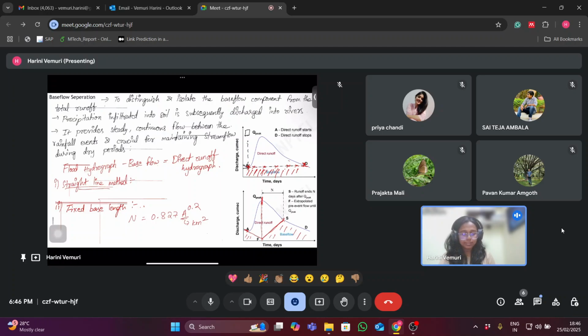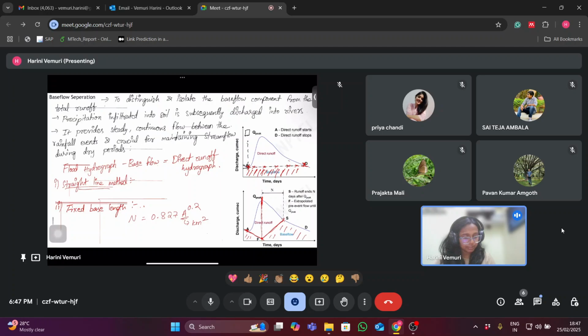In the case of the fixed base length or concave method, what we'll be doing is we will first draw a vertical line at the peak, and we will draw a tangent at the point A, which is the start of the hydrograph. And where this tangent intersects this vertical line will be our point F, and then we will calculate the number of days from the peak.